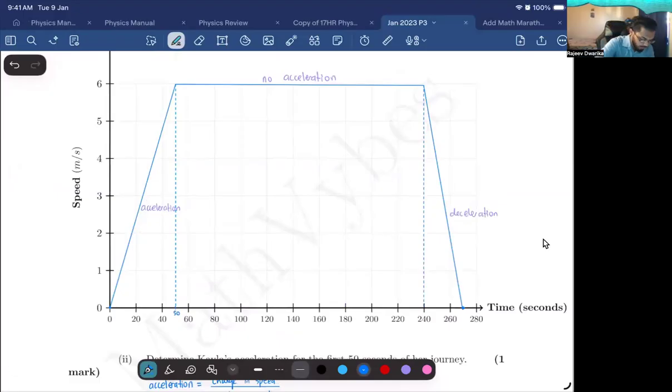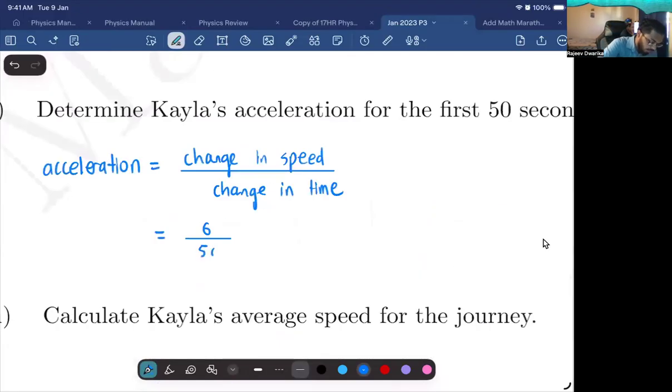50 seconds. Right. And again, answer 50 seconds. What is 6 over 50? Somebody plug that into the calculator and let me know. I get 0.12, sir. Right? And that would be m s^-2. That is the units for acceleration. You could write m s^-2, or you could write meters per second squared.